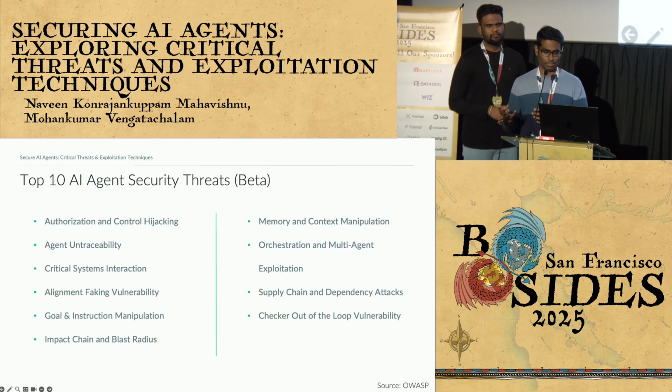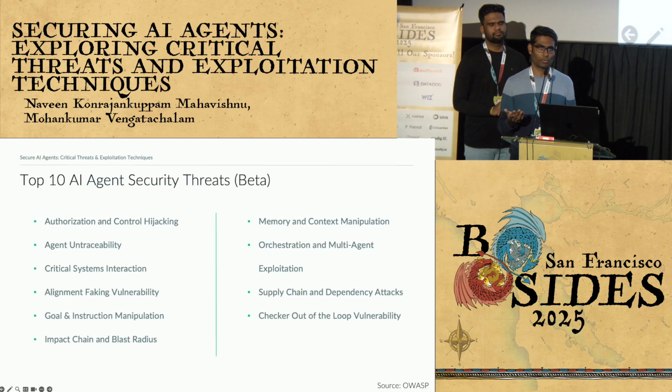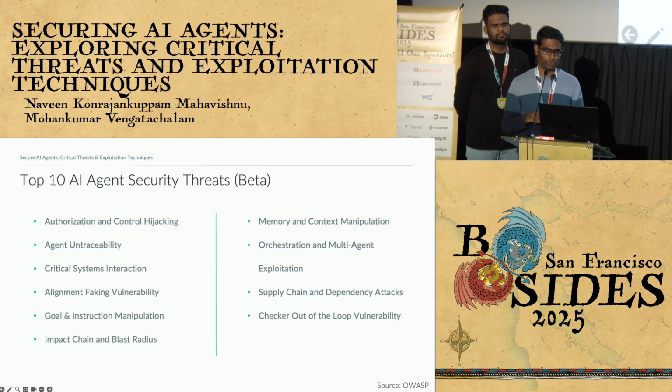And then the next one is supply chain and dependency attacks. This is more like any AppSec related type of threat, in which an attacker can target tools, libraries, and services that agents rely on, sneaking in malicious code through the trusted components. So if the supply chain is broken, so are the agents, right? So that's the ninth category.